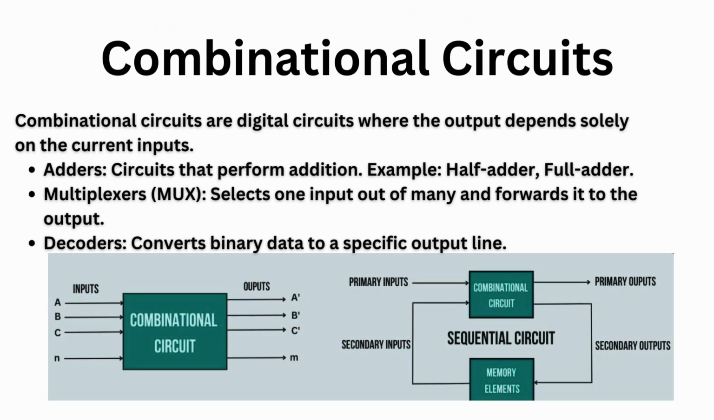Combinational circuits. Combinational circuits are digital circuits where the output depends solely on the current inputs. Adders: circuits that perform addition. Examples: half adder, full adder. Multiplexers: a MUX selects one input out of many and forwards it to the output. Decoders: convert binary data to a specific output line.